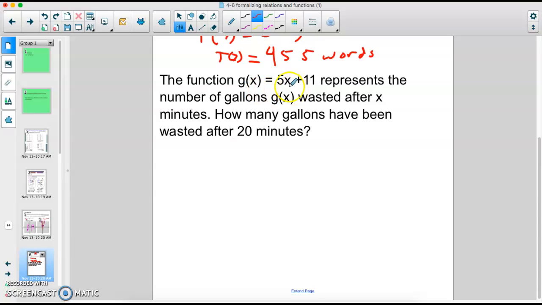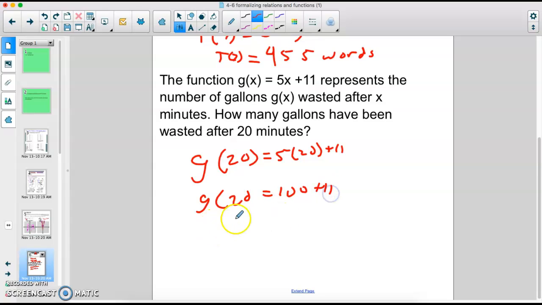So the function g of x, 5x plus 11, it represents the number of gallons wasted after x minutes. So how many gallons have been wasted after 20 minutes? So we plug in 20 for x, g of 20, 5 times 20 plus 11. And so g of 20 equals 100 plus 11, and g of 20 equals 111. And I realize I forgot my parenthesis here. So remember, the answer is not 20. The answer would be 111. This is just saying we're plugging in 20 into this function, and this is what we get out.